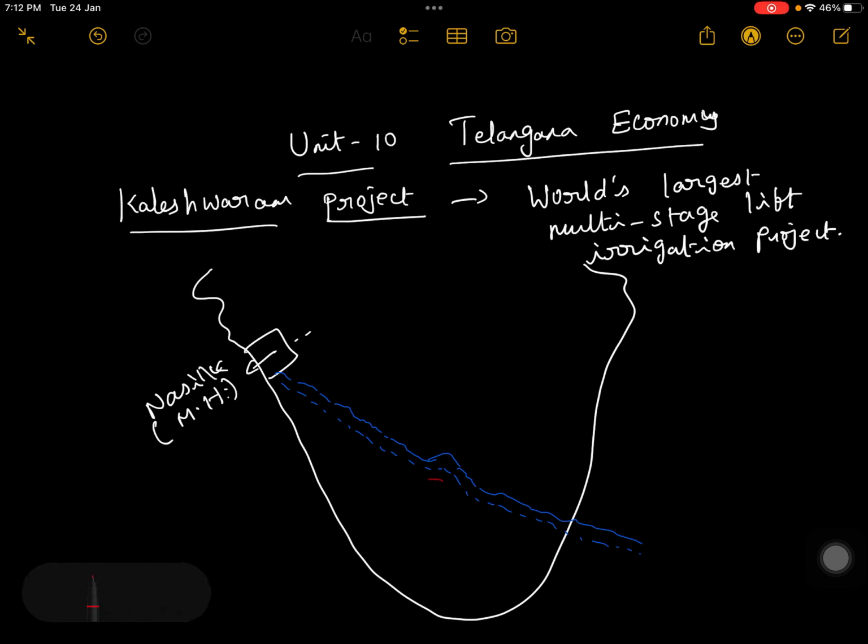So this is TS, Telangana state, and here it is AP. It comes across Telangana, AP, and finally it merges with the Bay of Bengal. So this is Godavari river.